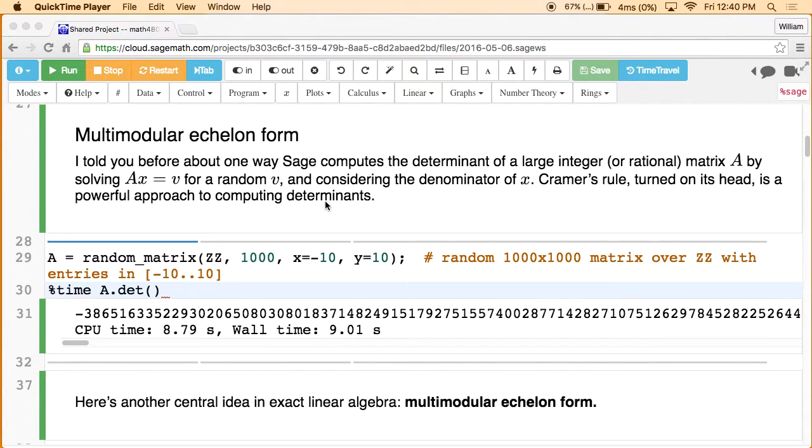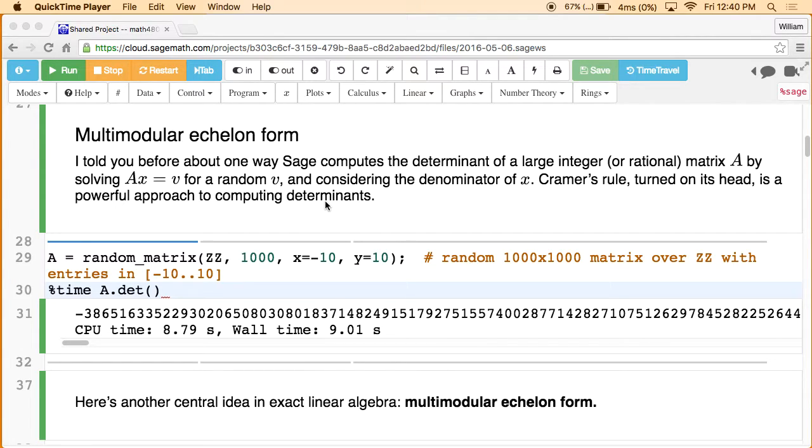So remember before I told you about how you can compute the determinant of a matrix with integer entries by solving Ax = v, for a random choice of a vector v, and then looking at the vector x you get. By Cramer's rule, the denominators of the vector x are very close approximations. They're divisors of the actual determinant, because Cramer's rule gives a formula for a solution of Ax = v, and it involves the determinant of A everywhere in the denominator, and various other things in the numerators.